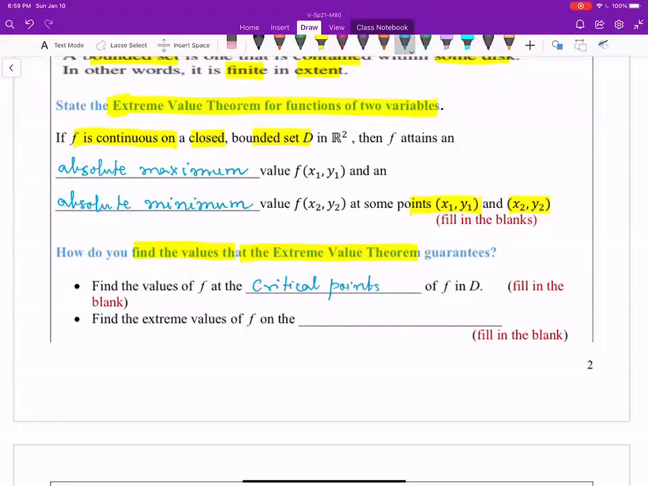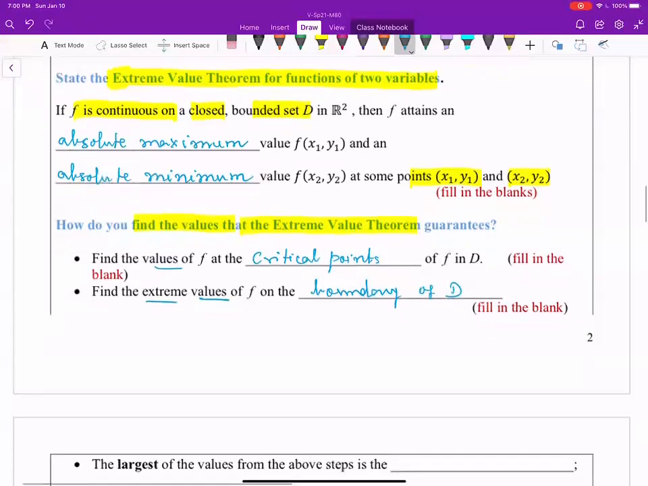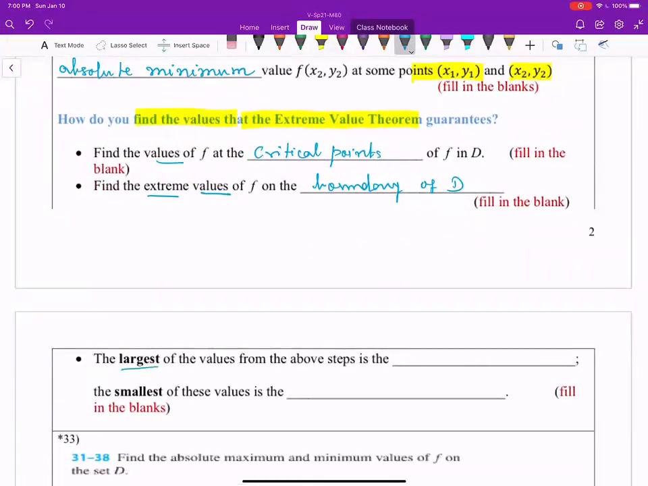That is step one. Step two, find the extreme values of f on the boundary of D. Then the third step, the largest of the values from the above steps, from step number one and step number two, is the absolute maximum value, and the smallest of these values is the absolute minimum value.